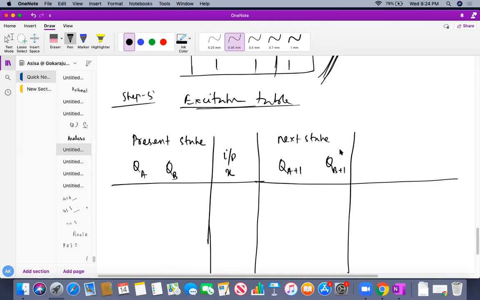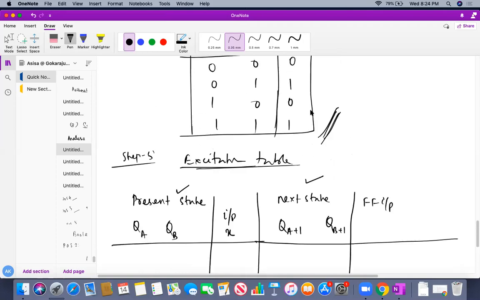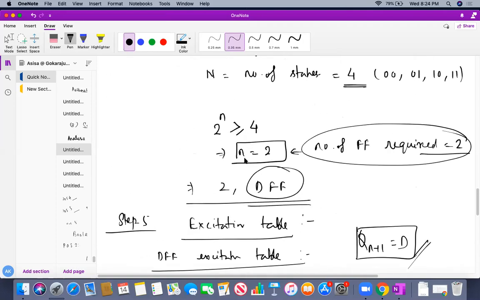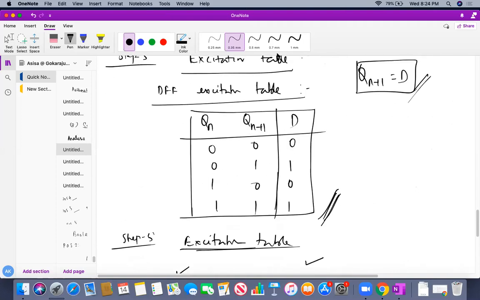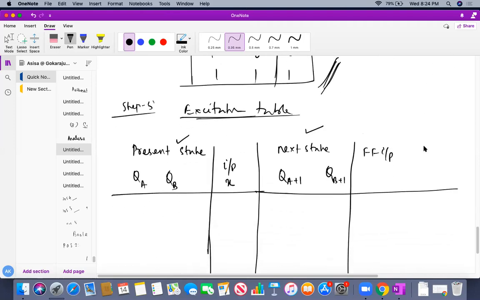Next one, next what? Flip-flop input. So obviously, what is flip-flop input? We know the present state, we know the next state, and we know that we require a D flip-flop to design it, and we know the excitation table. If we know present state and next state, we can easily find out the D input of the flip-flop, because we require two D flip-flops. What would be my these inputs? Okay, in order to find out this, we need to find out the flip-flop inputs.